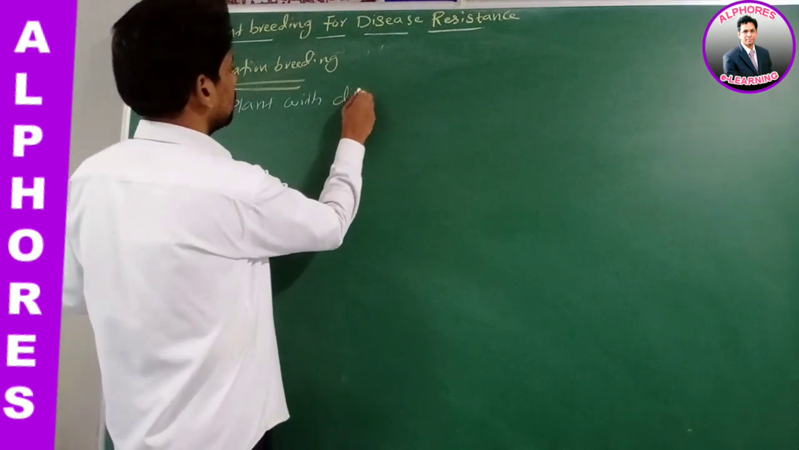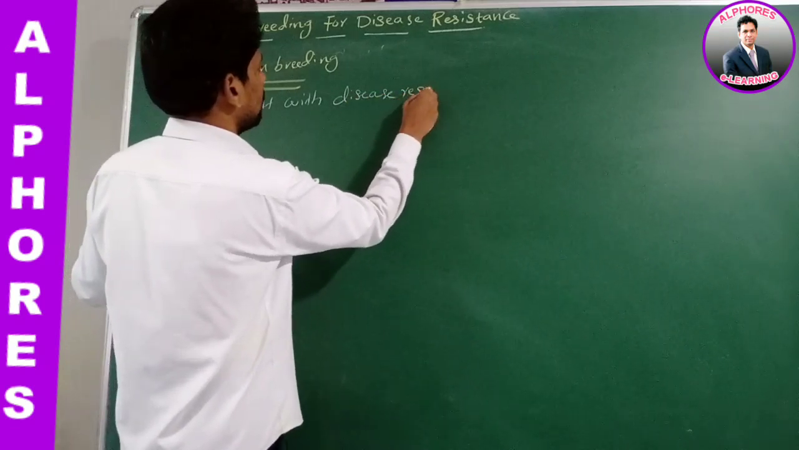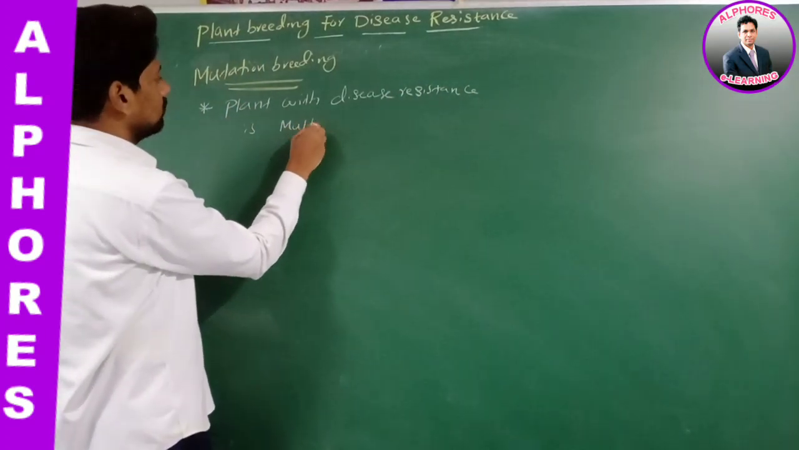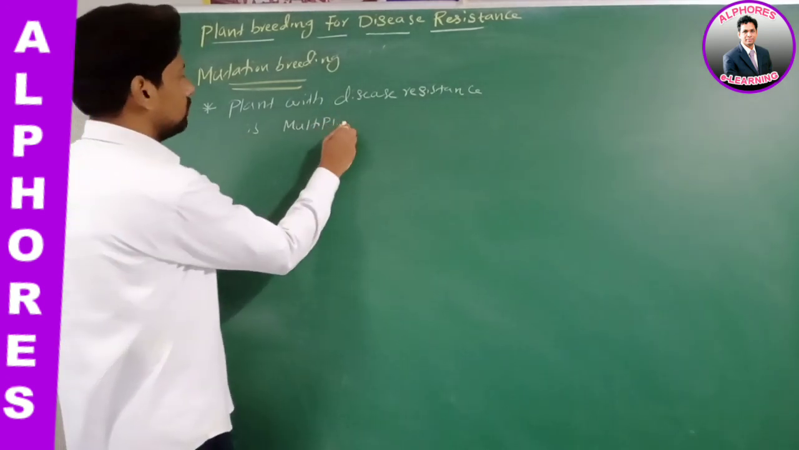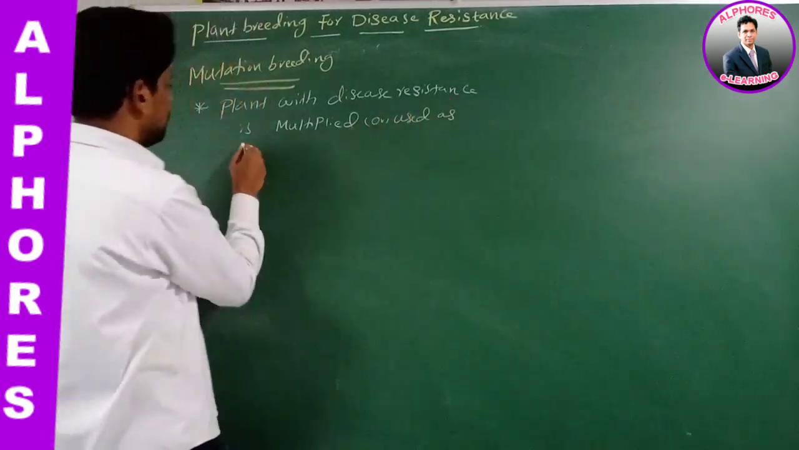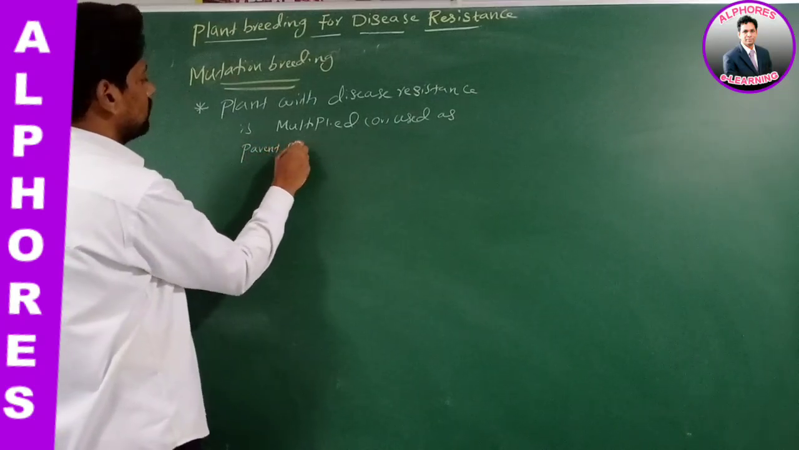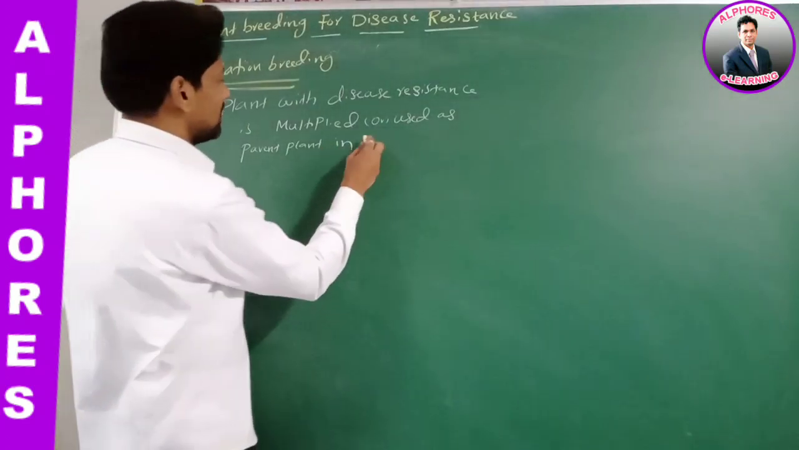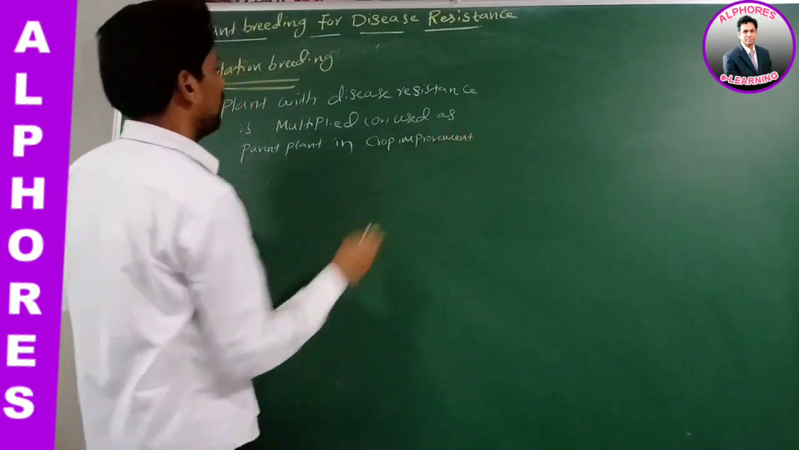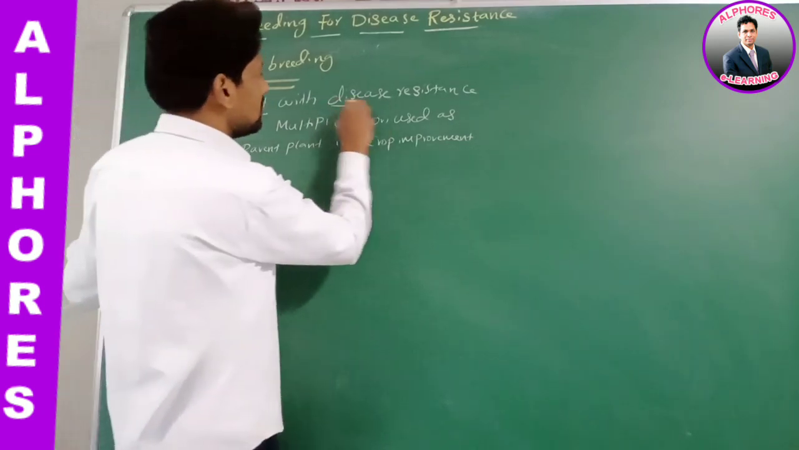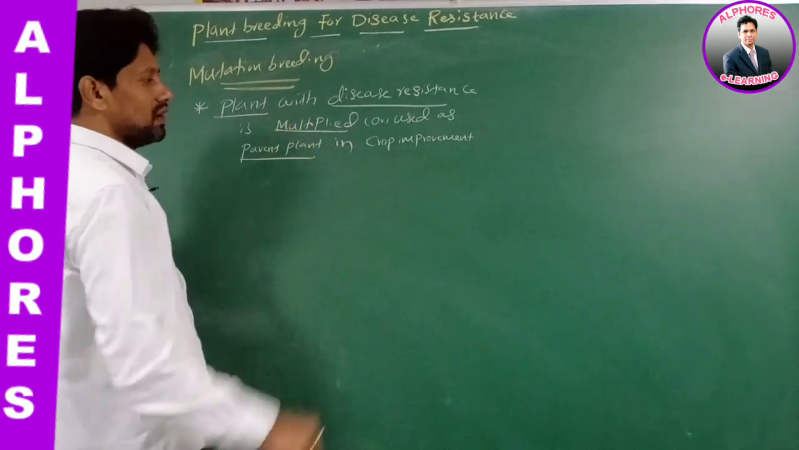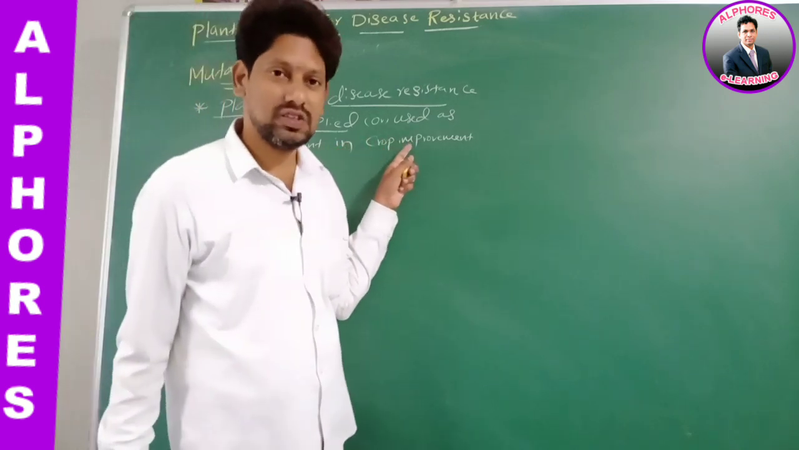Therefore, the plant with disease resistance is multiplied or used as a parent plant in crop improvement. Once we identify a plant which has a desirable character, that is disease resistance, that plant is multiplied, or that plant is used as a parent plant in a crop improvement or plant breeding program. Is this statement okay?